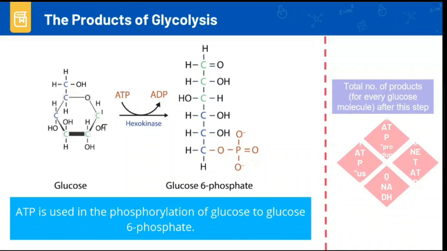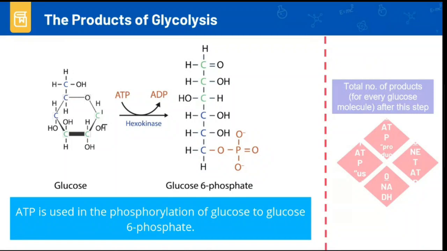Okay? So in energy investment, two molecules of ATP are utilized. So gumamit tayo ng dalawang ATP dun sa energy investment phase natin. While in the energy harvesting phase, one phosphate group from the BPG is removed and transferred to ADP to form your ATP. Okay, isang ATP na yung na-produce.